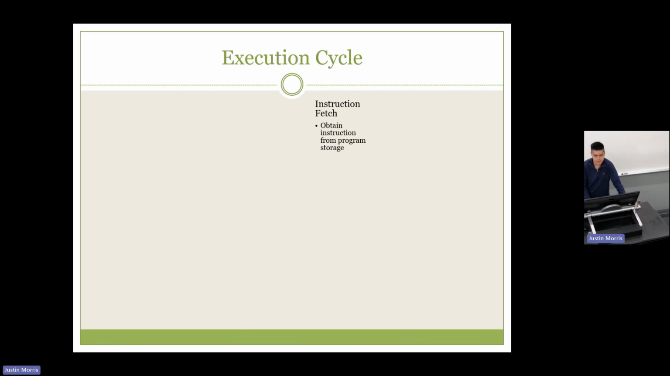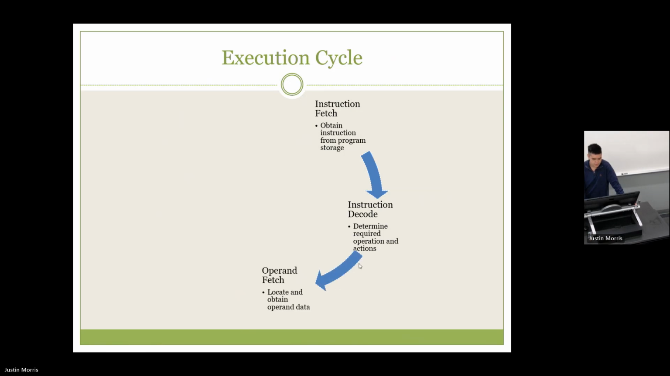So here's our execution cycle. First, instruction fetch. Basically, we just need to obtain the instruction from the program storage, right? Then we need to decode the instruction to determine what's the operation, what are the operands, where is the result going. And then once we have their operands, we need to locate them in the register file or wherever they are. Are we loading from memory? Are we storing to memory?